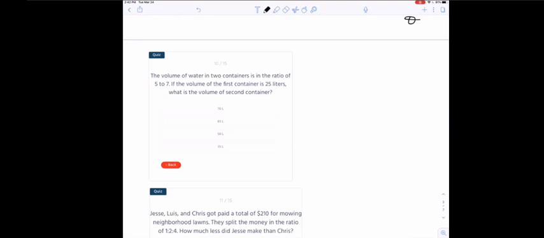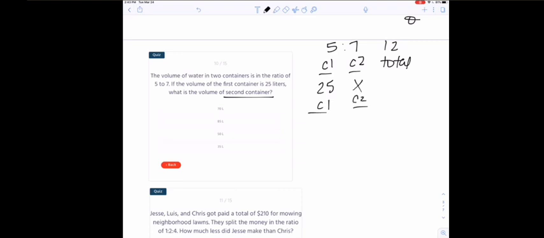Okay, so number 10, it says, the volume of water in 2 containers is in the ratio of 5 to 7. If the volume of the first container is 25 liters, what is the volume of the second container? So let's do 5 to 7. 5 is container 1, 7 is container 2, and 12 is our total. Okay, it gives us container 1 at 25 liters. And it asks us the second container. So we'll actually be using this. Okay, because we don't know how much is in container 2.